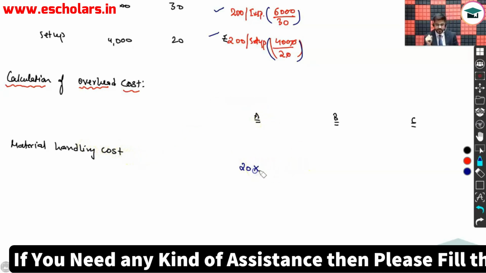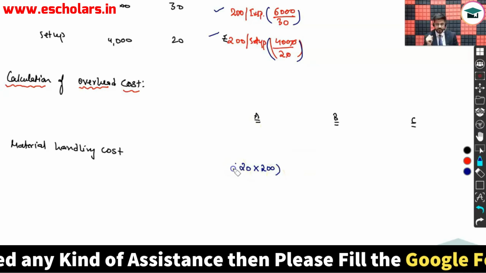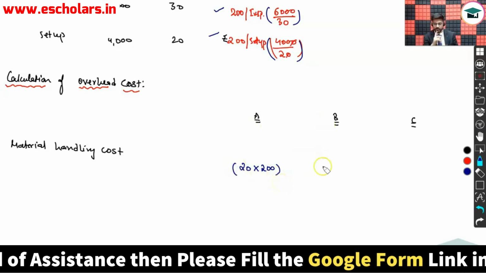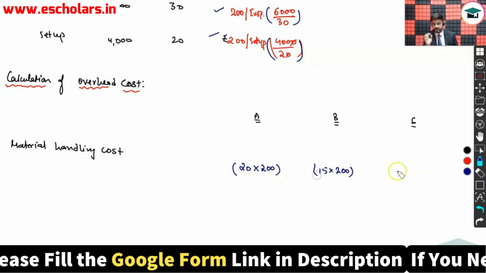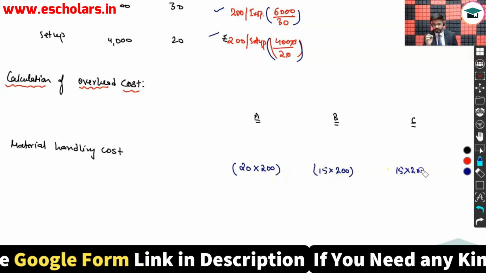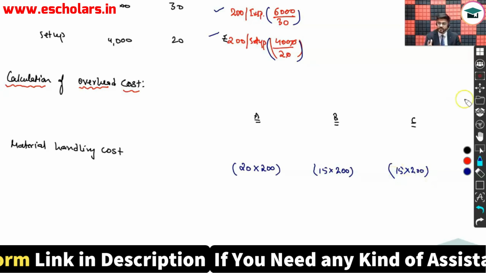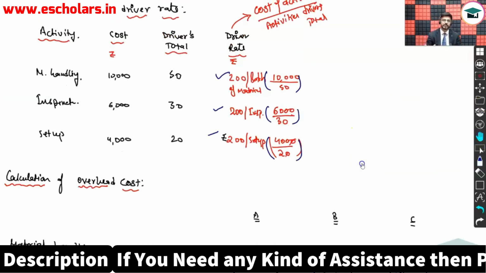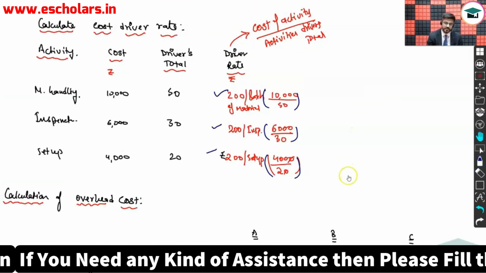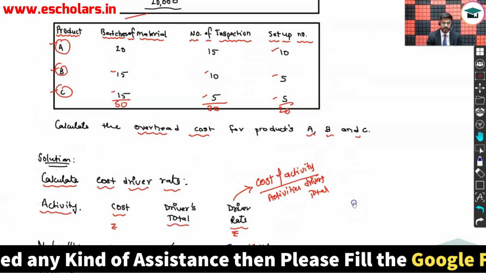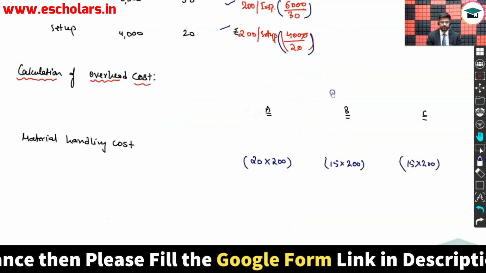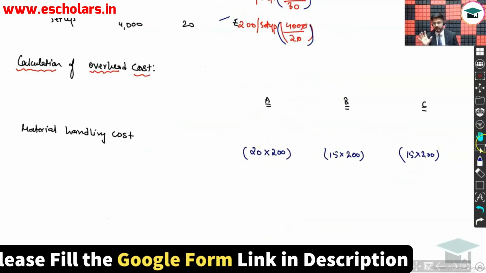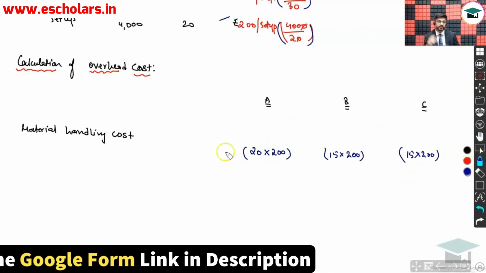So 20 batches of material into rupees 200 per batch of material. For product B, 15 batches of material into 200. For product C, 15 into 200. That's it. This is how we absorb the overheads under activity based costing system. So this was 20, 15, 15. Now after this, I will write the calculation in some time. First, let me write down this.